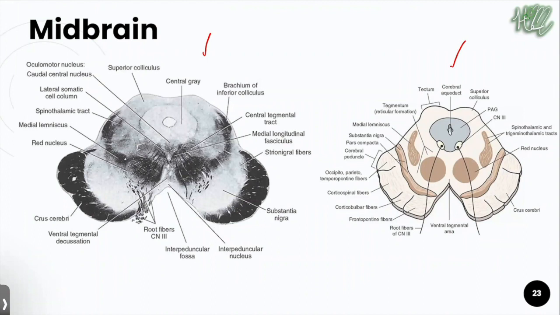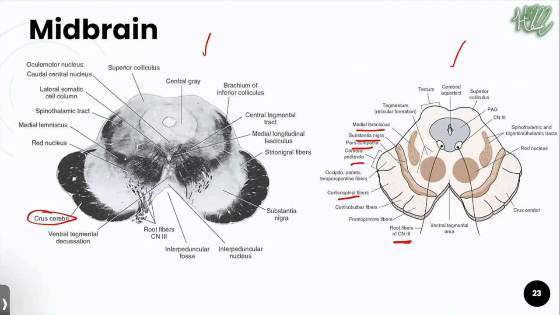You can see that this section of the midbrain is showing you where the root of cranial nerve 3 is, and where those fibers exit. You can also see the medial lemniscus. You can also see the substantia nigra, which I hope you remember is a really important piece of a particular disease, which we know is Parkinson's, the pars compacta. And the corticospinal fibers are always here in the crus cerebri.